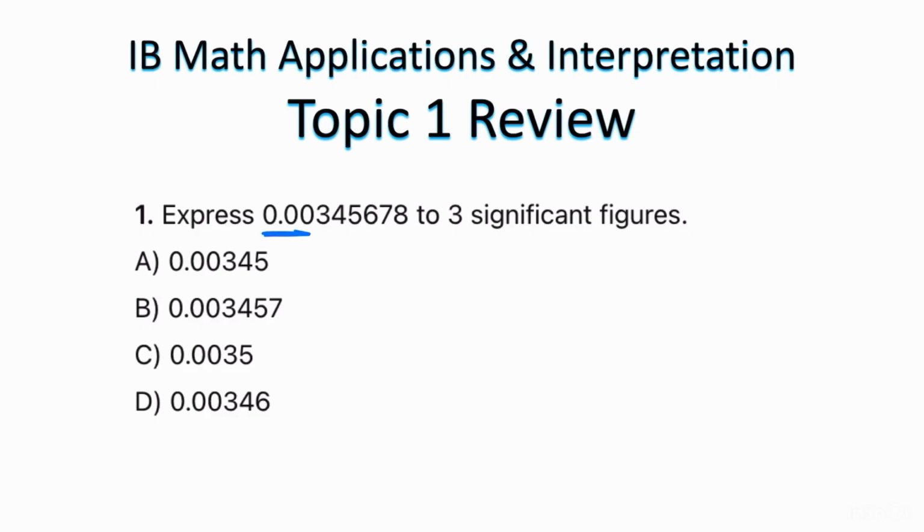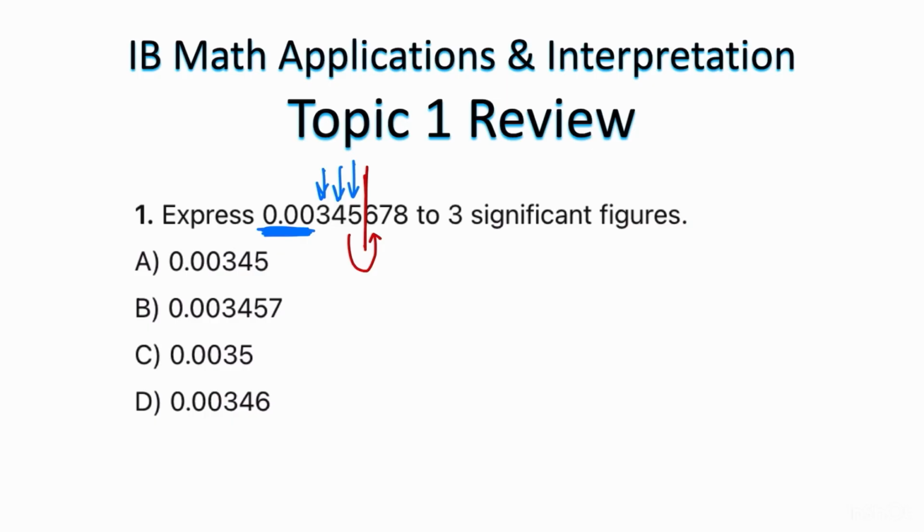Remember that these leading zeros right here are never significant, which means that you're looking at 3 non-zero digits. So we're looking at the 3, the 4, and the 5. One of the things that you cannot do is just chop up a number. You can't just say, okay, I'm just going to cut it off right here, and that's my answer, 0.00345.